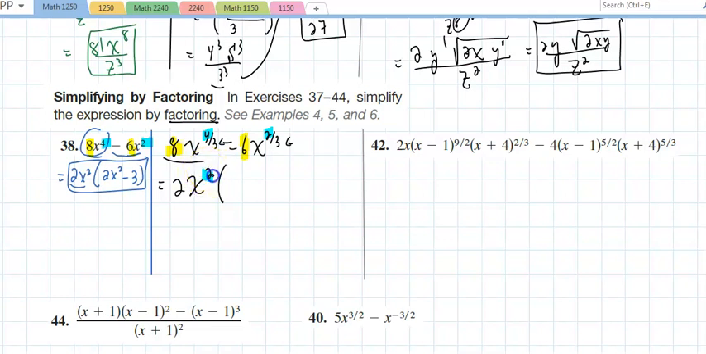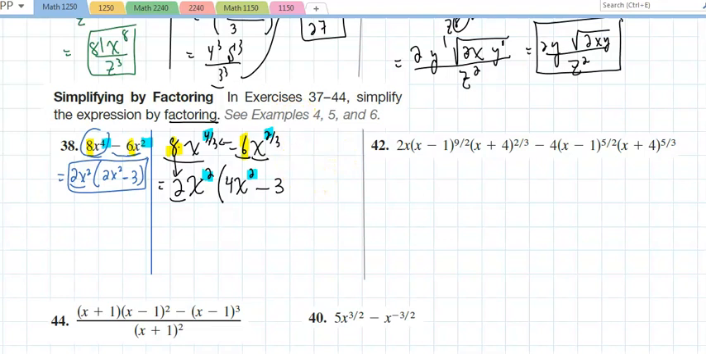If that was a 2, we'll take a 2. So 8 divided by 2 is 4. X to the 4th divided by x squared is x squared. There it is. Minus 6 divided by 2 is 3. X squared divided by x squared is really no x at all. That really cancels out completely, right?